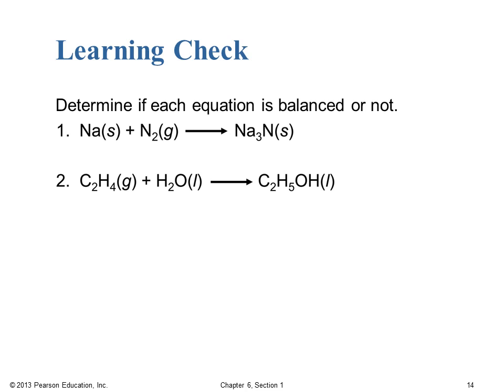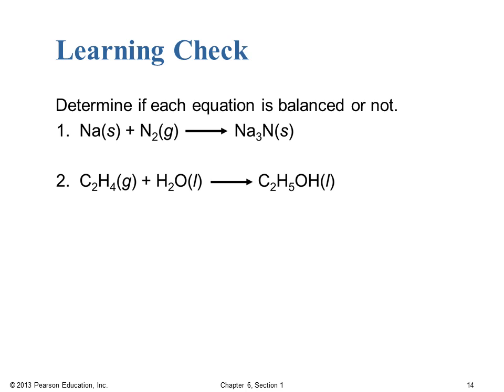And so here we need to determine if the equation is balanced or not. In number 1, we can see that we have 1 sodium on the left and 3 on the right, so obviously we already know this is not balanced. You can also double check: we have 2 nitrogens on the left and only 1 on the right. So not balanced in 1.